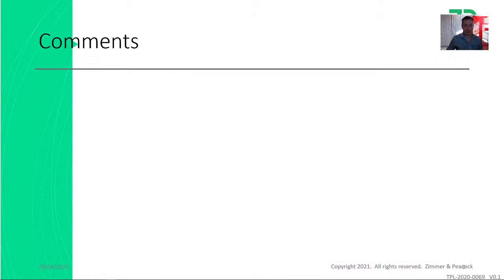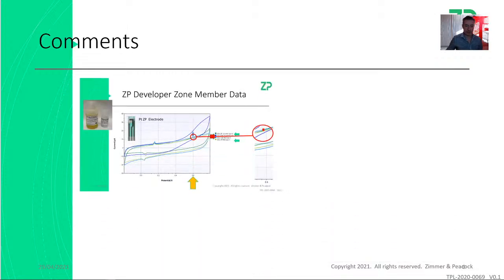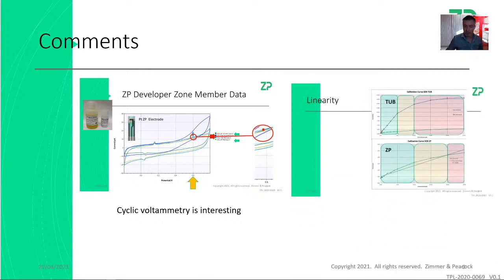Now a few comments here. Cyclic voltammetry is interesting if you're a biosensor developer, but be very careful with it, because unless you're planning to actually use cyclic voltammetry as your analysis technique, then things like linearity are more important. I'd actually test the electrode in the way you expect to use it. So the amperometric method is the way to assess your sensor, not the cyclic voltammetry.